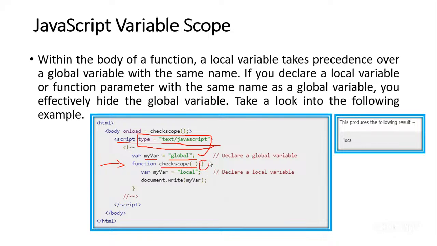Within that function, see, this is the starting point and the ending point of the block: open braces, closing braces, simply. Open braces indicate the starting point of the block. Closing braces indicate the ending point of the block.